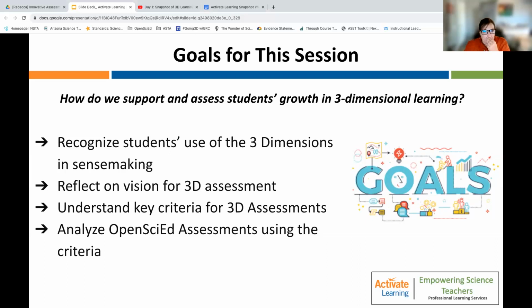Okay, perfect. All right, so I'm just going to invite you really quickly to read the goals of this short snapshot session. Okay, that's our mission together today.